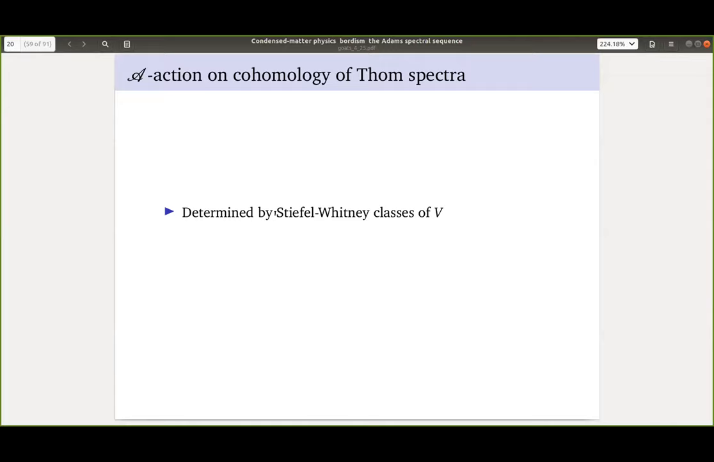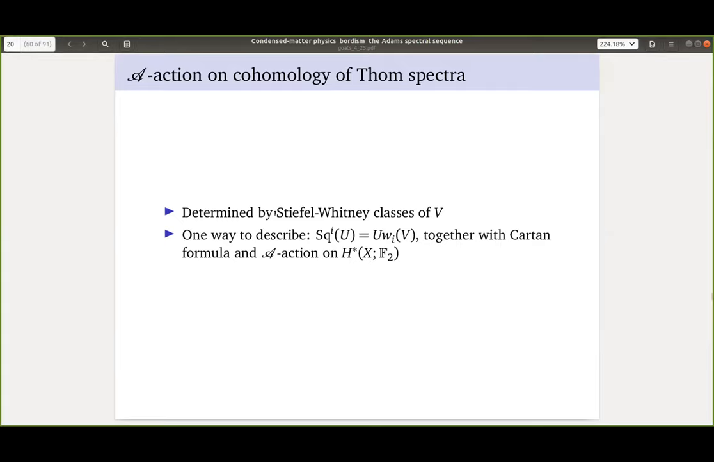So thus far, the cohomology of the Thom spectrum is not too scary. The Stiefel-Whitney classes are a little bit interesting, but usually nothing spicy going on here. And so therefore you get the Steenrod action. The concise way of saying it is the ith Steenrod square on the Thom class is the Thom class multiplied by the Stiefel-Whitney class.